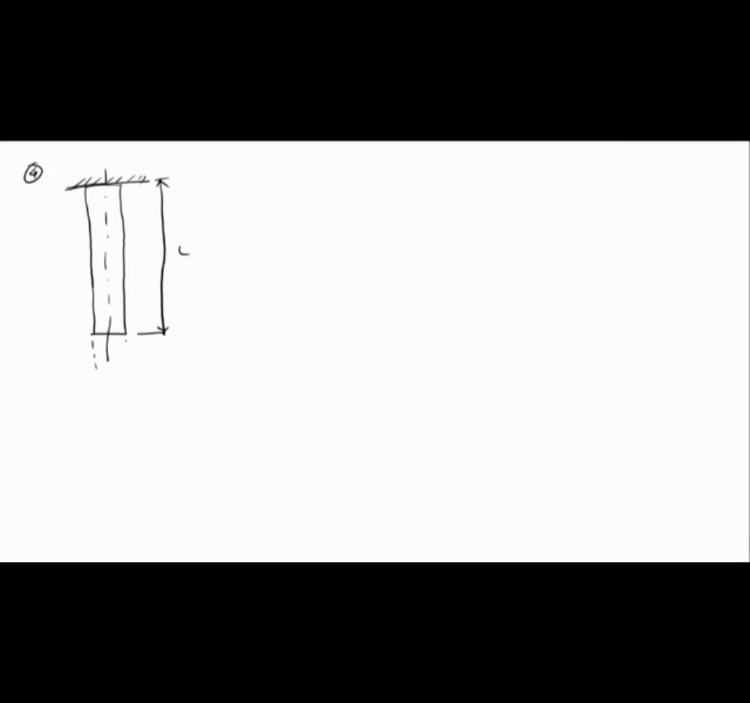Let us say this is the extension because of its self weight. I am not applying any force here. When it is suspended against the gravity, there will be an extension that depends on the density of this material. So I need to find out what is the extension, because of its own weight or self weight.